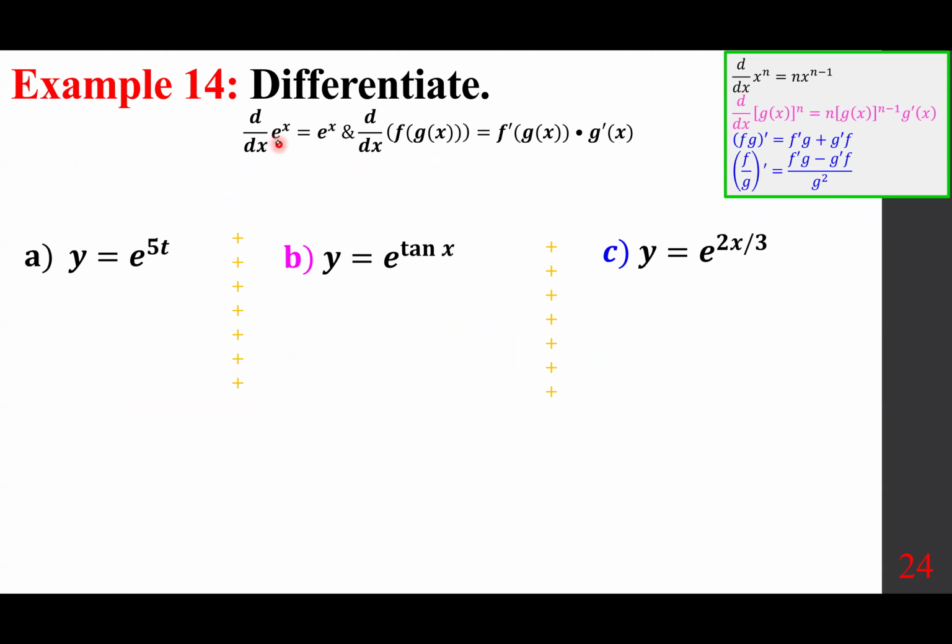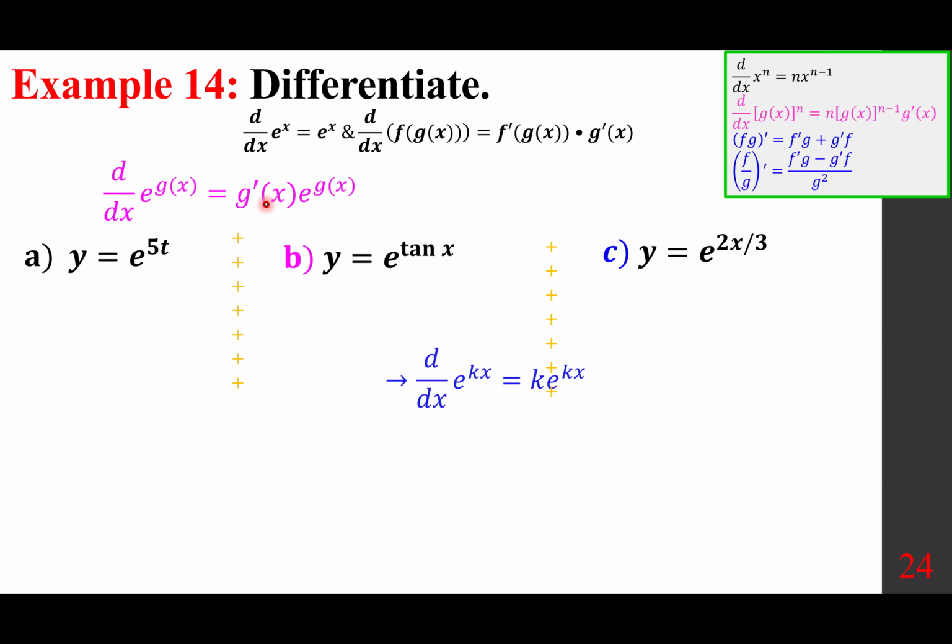The derivative of e to the power of x is e to the power of x. And we know the composite function, the derivative of f of g of x, is f prime of g of x times g prime of x. We are interested in differentiating the following functions, and they're all exponential functions. So if you happen to have e to the power of g of x, the answer is e to the power of g of x times g prime by the chain rule.